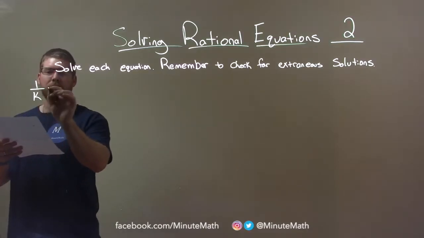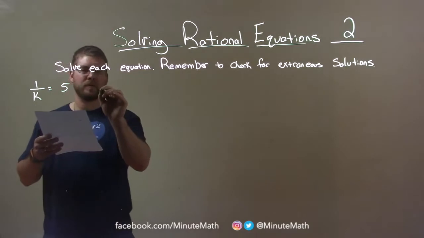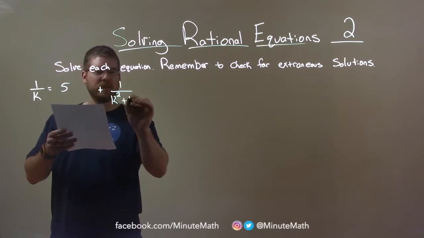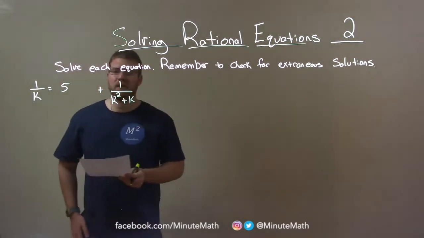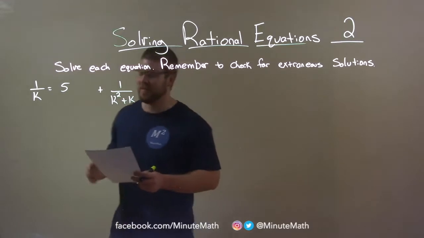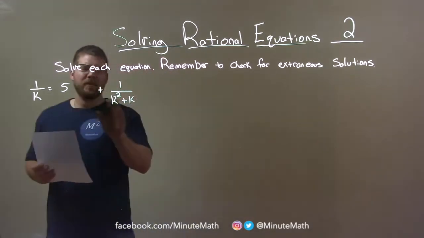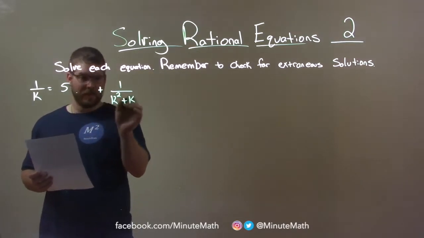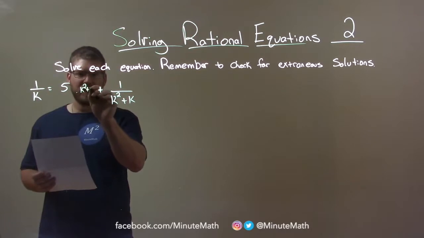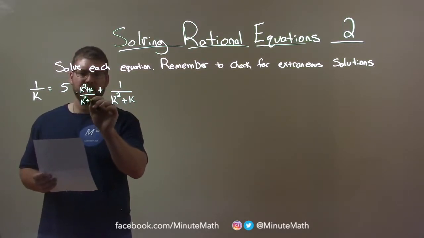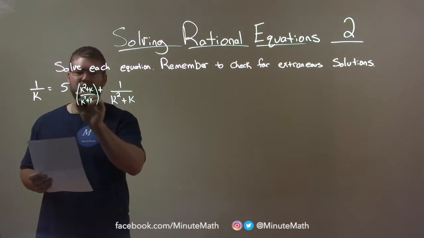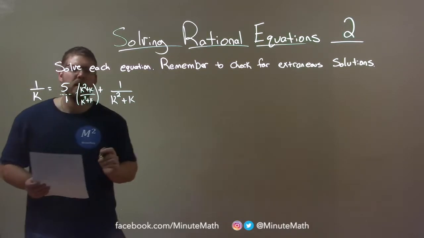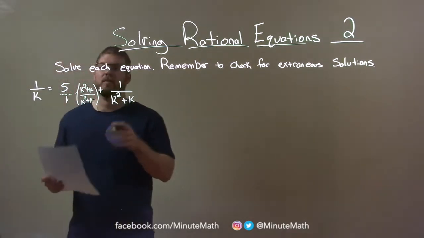1 over k is equal to 5 plus 1 over k squared plus k. Well, first thing I know is I purposely kind of wrote this out to set myself up here, but I want to get the same denominator. There's a 5 there. So to get the same denominator, I'm going to multiply this over the k squared plus k over itself. Okay, I'm going to put that in a little big parenthesis, right? And this is really 5 over 1, right?